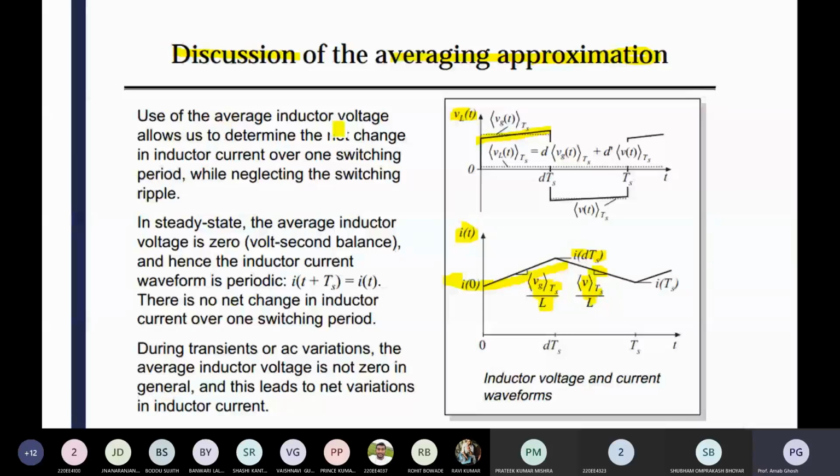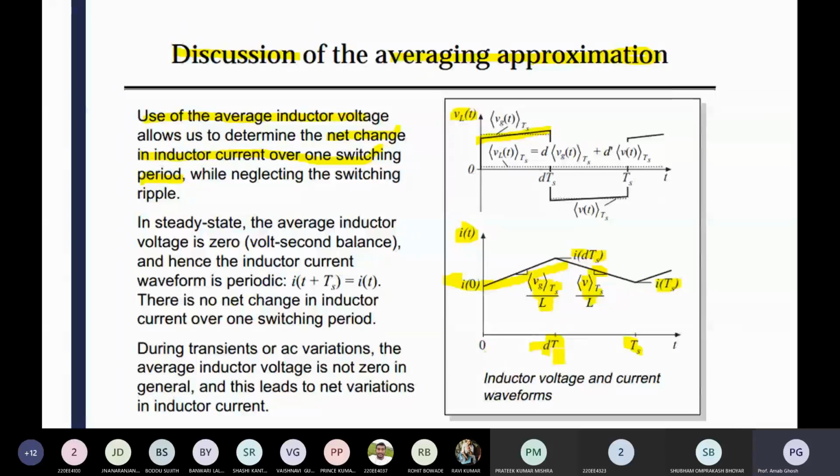So what we can conclude from the discussion is that the use of average inductor voltage allows us to determine the net change in inductor current over one switching period. That is most important. You can see the net change of inductor current from the zero state, I0, to I(DTs), the on-time state, and then to I(Ts), up to the off-time state, which is your final switching period. This is the on time and this is the off time. In between DTs to Ts is the off time, and the on time is 0 to DTs.